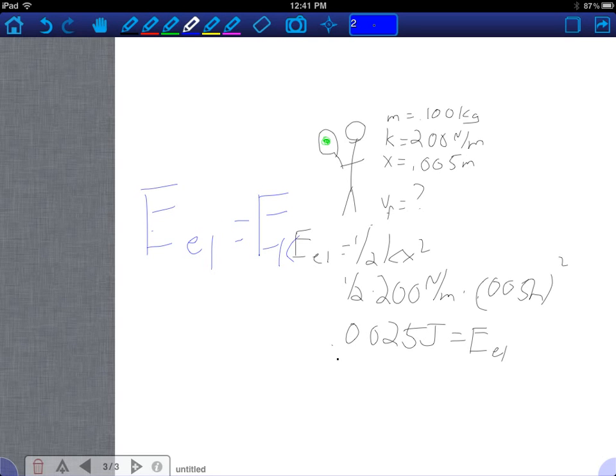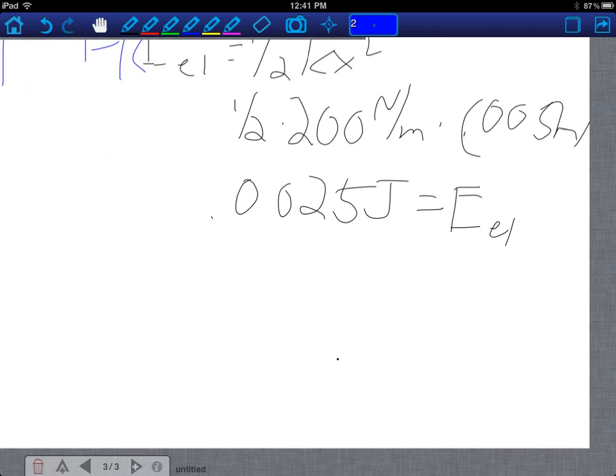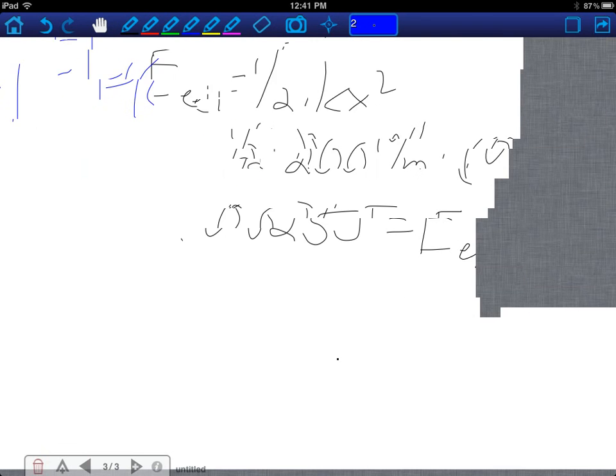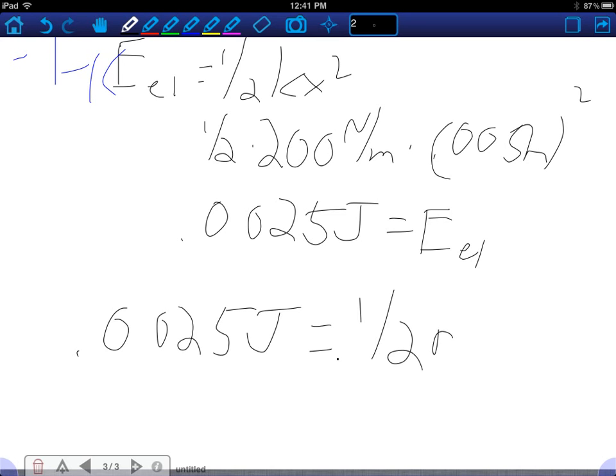We found the elastic energy, and now we're going to see what we can do in terms of finding the final velocity, because we know that the elastic energy and kinetic energy are going to be equal to each other. So I can say that this 0.0025 joules number equals 1/2 times mass times velocity squared. So you can do that stuff.